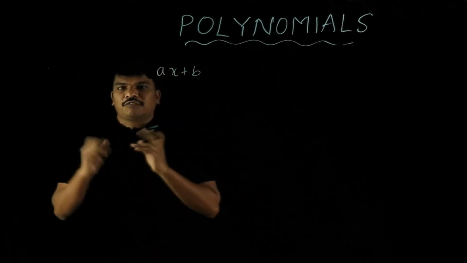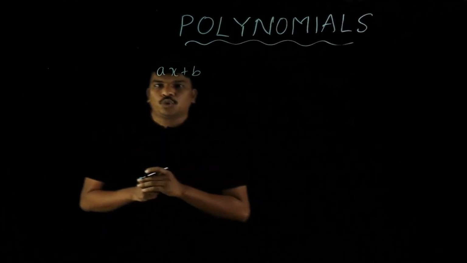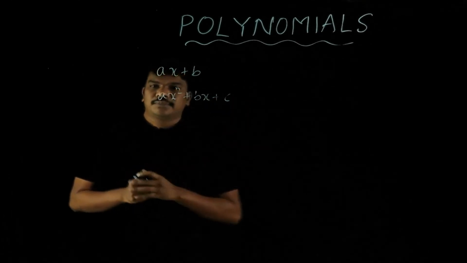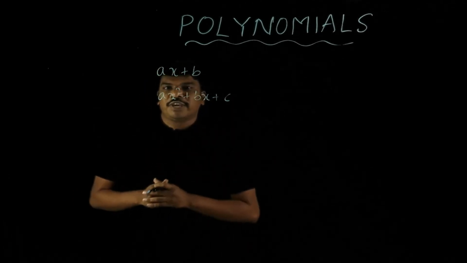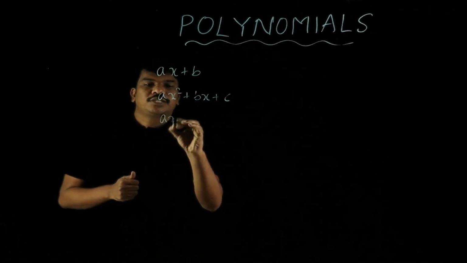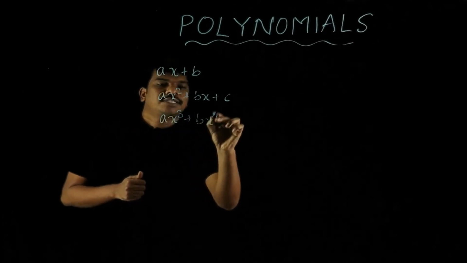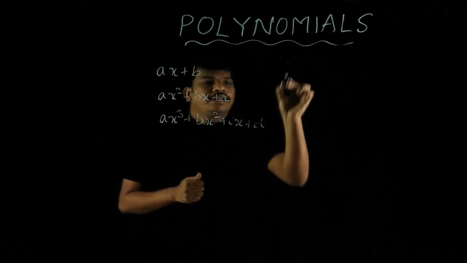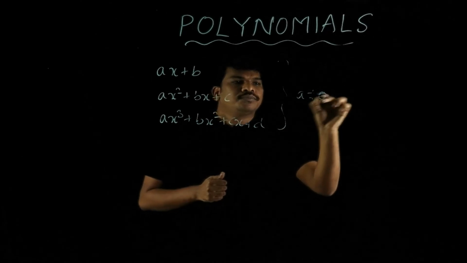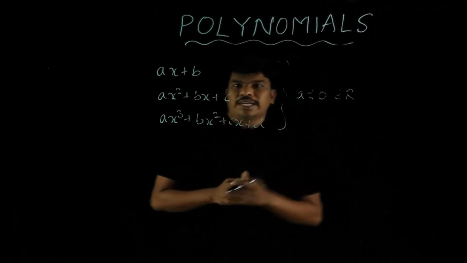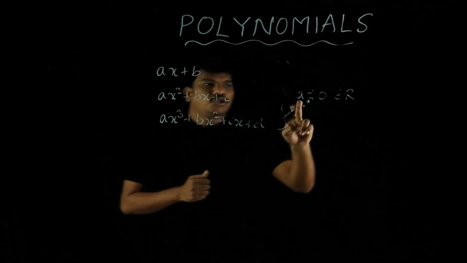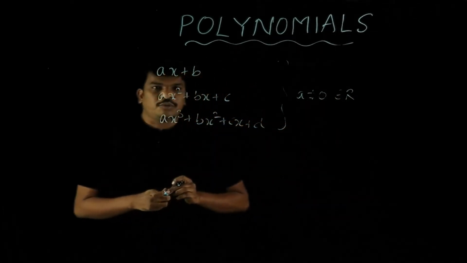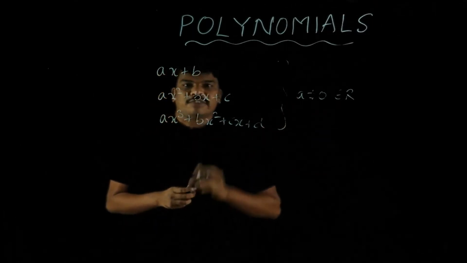The general form of a quadratic equation, meaning the power is 2, is ax square plus bx plus c. Similarly, the general form of a cubic equation is ax cube plus bx square plus cx plus d, where a should not be equal to 0 and it belongs to real numbers, and x is called the variable here. If a is equal to 0, then what will happen?